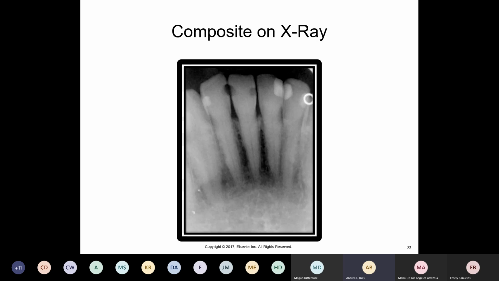And here's an example of composite. You can see on some of these anterior teeth, we've got newer composite that looks more radiopaque on these x-rays. And then you see these perfectly shaped little half moon radiolucent composites that are older.